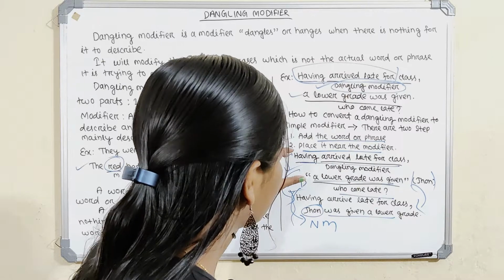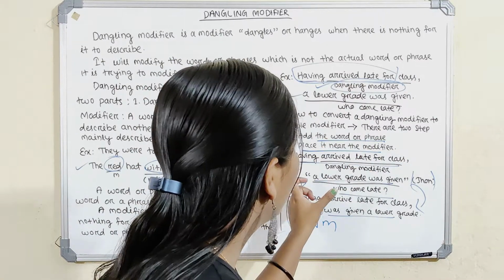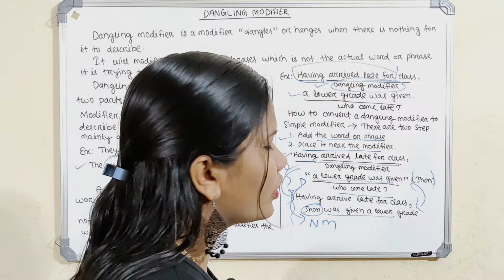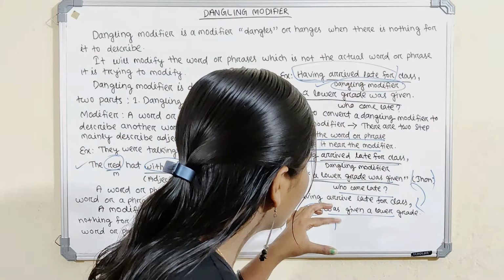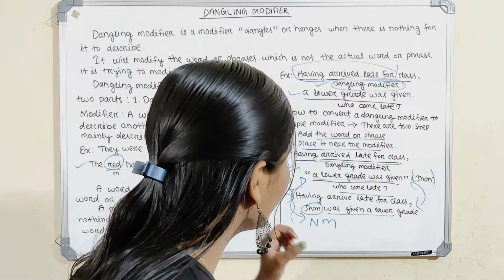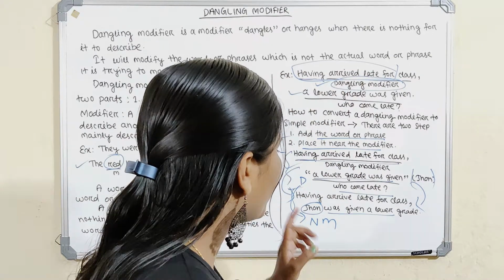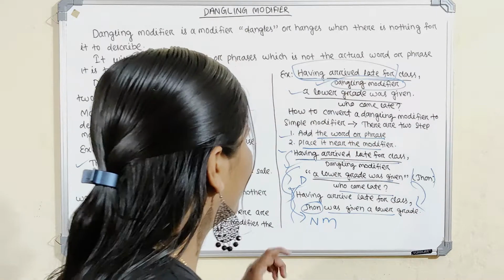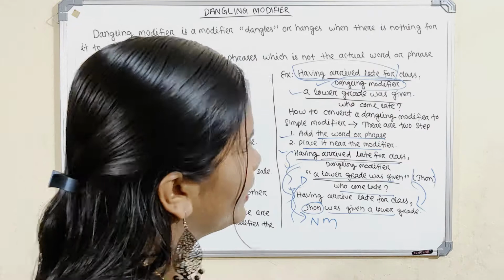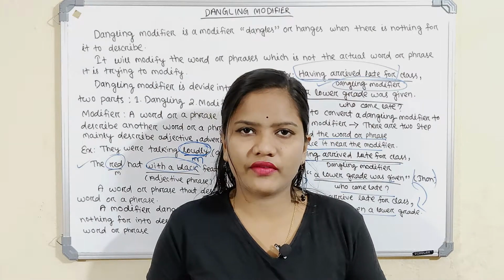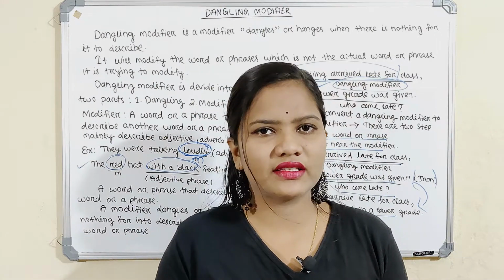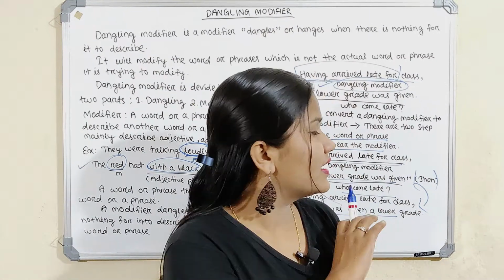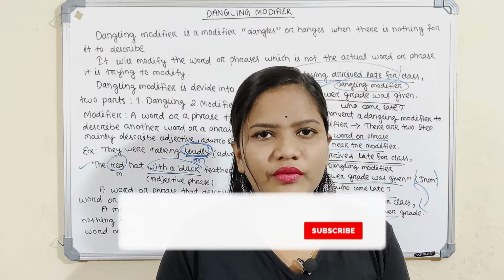One sentence is: having arrived late for class, a lower grade was given. In this sentence, we cannot get any information about who came late. But in this sentence, we get information about who came late, that is John. So, having arrived late for class, John was given a lower grade. It is all about the dangling modifier and modifier. Before, in the previous class, we learned what a modifier and a misplaced modifier are, and in this class we learned the dangling modifier. It is all about modifiers.